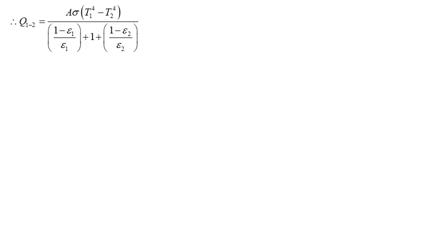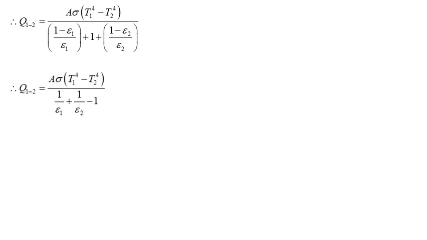Therefore Q1 to 2 is equal to, then we can simplify by taking A into the numerator: A into sigma into (T1 to the power 4 minus T2 to the power 4) divided by (1 minus epsilon 1) divided by epsilon 1, plus 1, because earlier we had 1 by A, so that A goes to the numerator and 1 remains, then plus (1 minus epsilon 2) divided by epsilon 2.